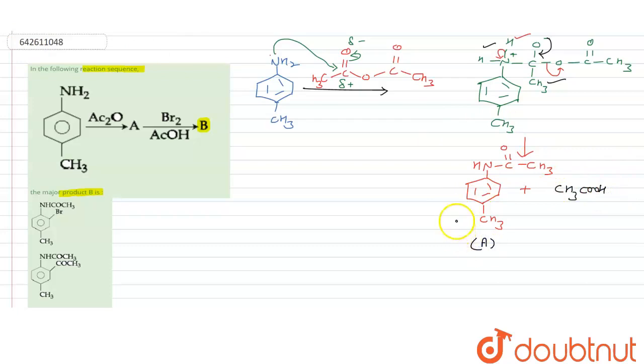But we have to find out the major product B. So now we carry out the reaction of this product A with bromine, that means we carry out the bromination.